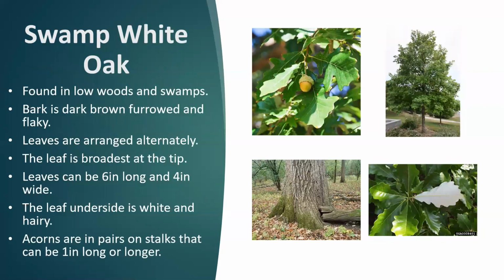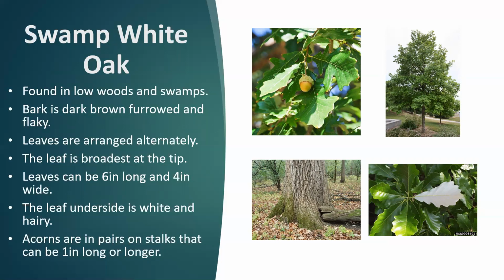Up next, we have the swamp white oak. I think this is one of the coolest oak species that we have in Illinois, particularly due to the coloration of the leaf. If you look at this bottom right picture, you can see the bright white on the underside of that leaf. And that is the dead giveaway that you're looking at the swamp white oak.